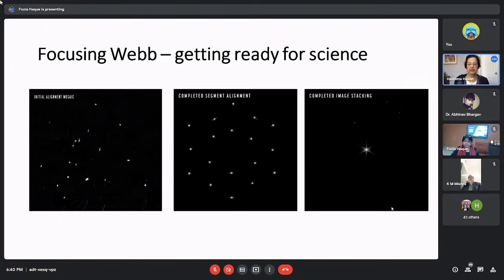And finally, the mirror segments have been adjusted so they all focus together at one point, which is what we've been looking for. It is now in what we call a coarse focus, and we'll be getting the final focus, and then the instruments will be calibrated before we get the first science images. Next.